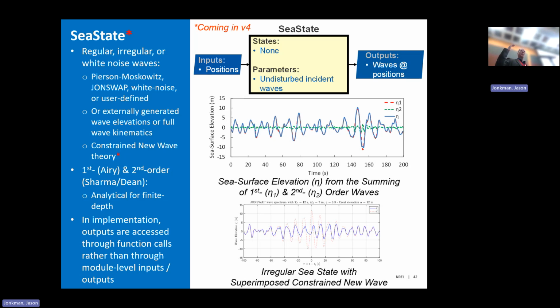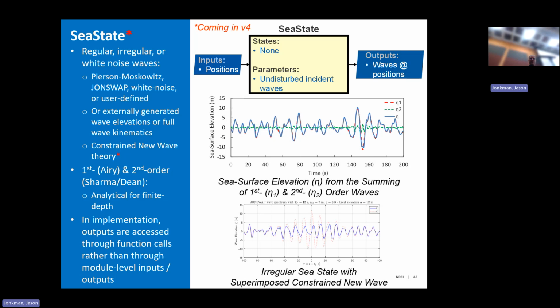Different options here. So you can do regular or irregular waves. So regular is periodic. You've got stochastic waves based on the spectrum. You can also do white noise waves, basically a constant energy spectrum over a given frequency range. For irregular, it's basically the JONSWAP spectrum approach.